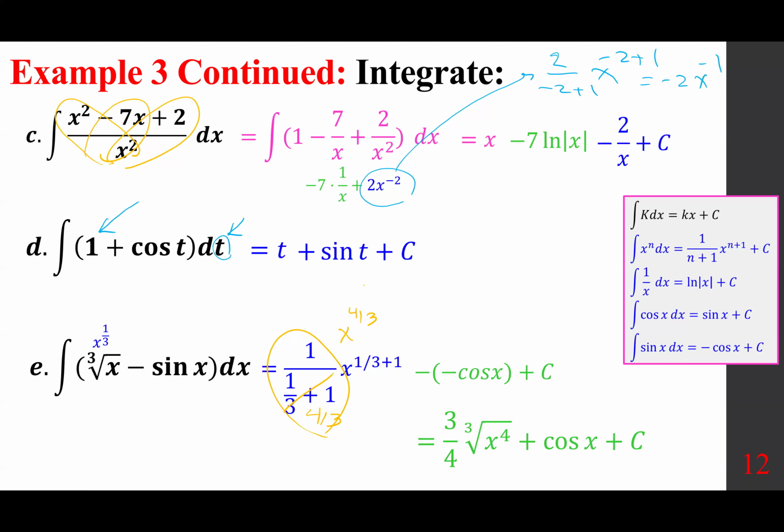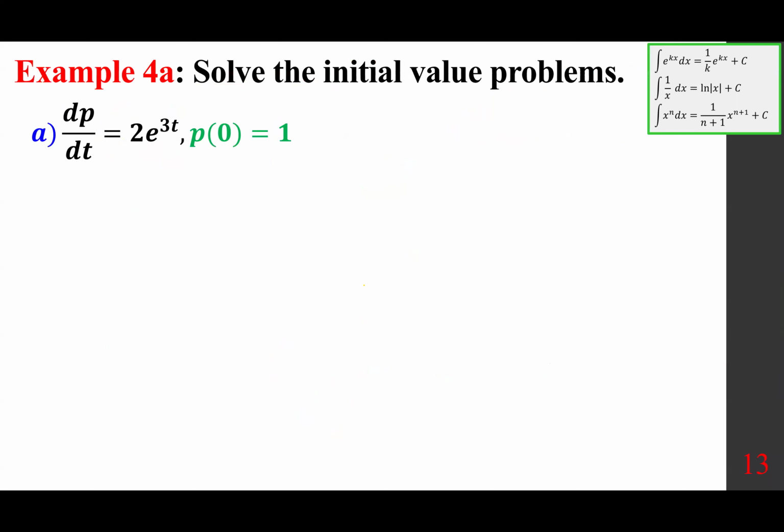Okay, class. We're just practicing with basic integration. dP/dt is 2e to the power of 3t. Find P of 0 equals 1. This is a class of problem known as the initial value problem. So we're going to discuss the concept of an initial value problem.